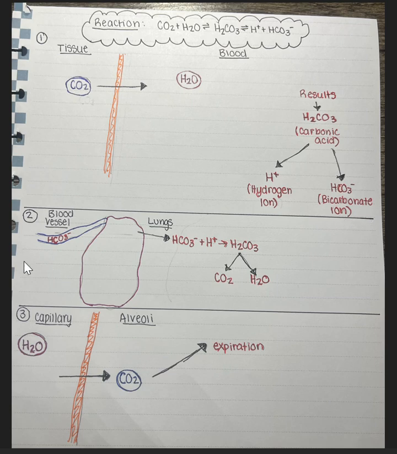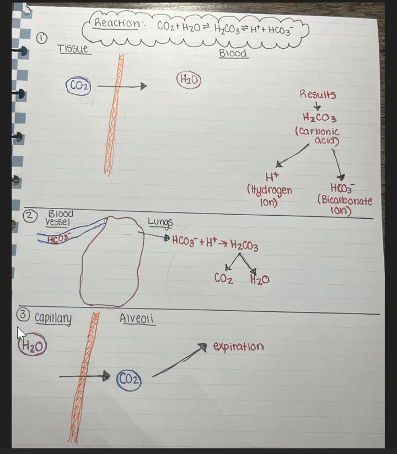Once this dissociates, the bicarbonate ion travels through blood vessels to the lung, where that bicarbonate ion then combines with a hydrogen ion in the blood in the lungs and becomes carbonic acid. That carbonic acid then once again dissociates and becomes carbon dioxide and water.